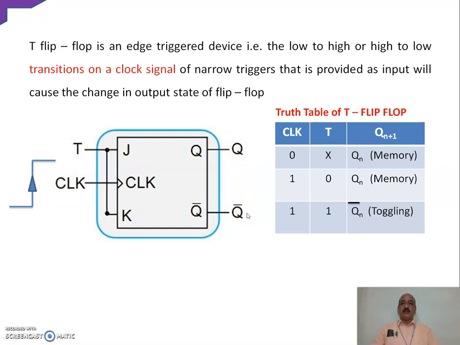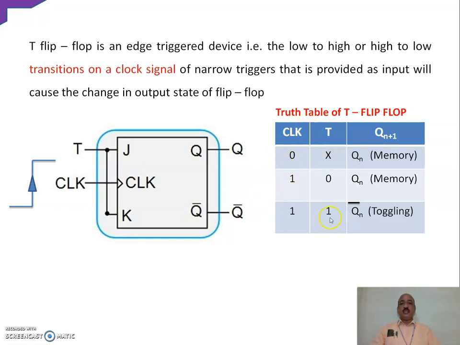It is positive edge triggered and is connected to the T input, and the outputs are Q and Q bar. So the T flip-flop is an edge triggered device, that is, the low to high or high to low transition on a clock signal of a narrow trigger provided as input will cause the change in the output state of the flip-flop. That can be seen from this truth table. If the clock is 0, then whatever the input of T, whether it is 1 or 0, there will be no change.